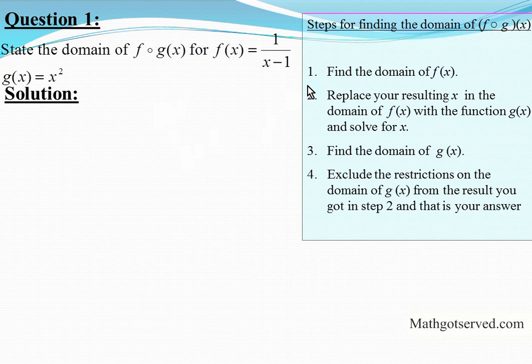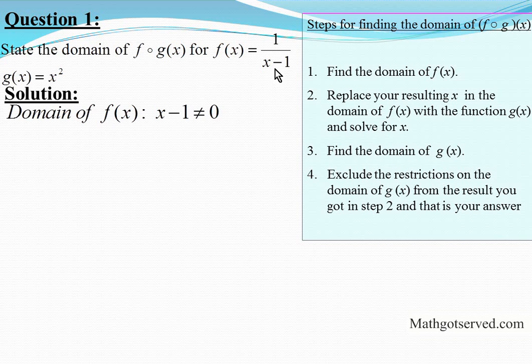Step 1 is we're going to find the domain of f of x. Since this is a rational function, the denominator cannot be 0. So what I do is I extract the denominator, x minus 1, and require it not to be equal to 0. Isolate x by adding 1 to both sides. So x cannot equal 1; this is the domain of f of x.